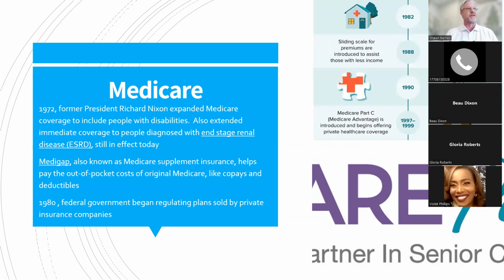Now, in 72, President Nixon expanded Medicare to include people with disabilities. And you may remember that the American Disabilities Act came to fruition under Nixon. And it also extended coverage to people with end-stage renal disease, and that coverage is still in effect today. And it also allowed for Medicare supplemental plans to be offered by private insurance. These were called Medigap or Medicare Supplement Insurance. And in 1980, then the government began to regulate those plans that were being sold as Medigap or Medicare supplement plans.